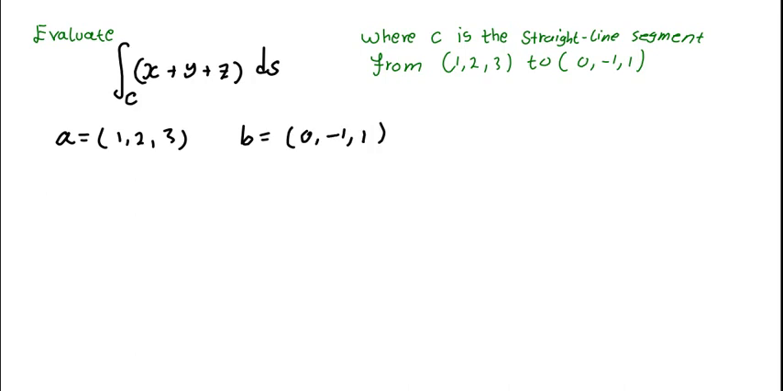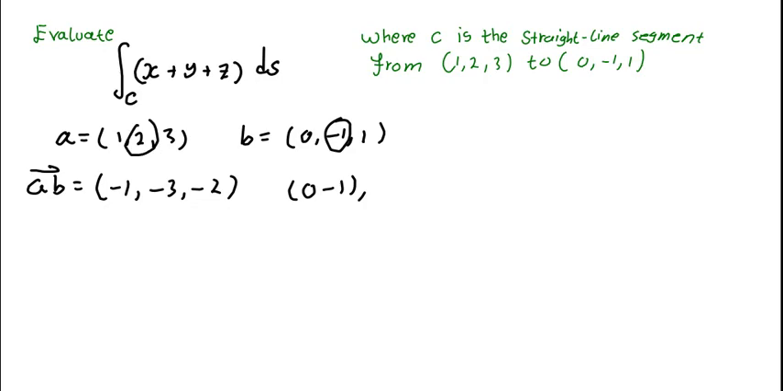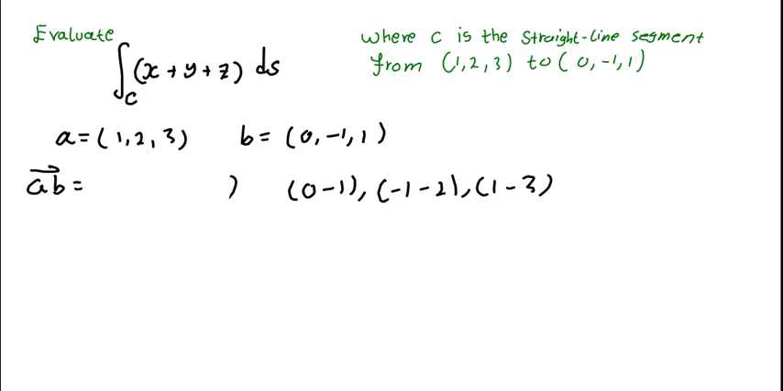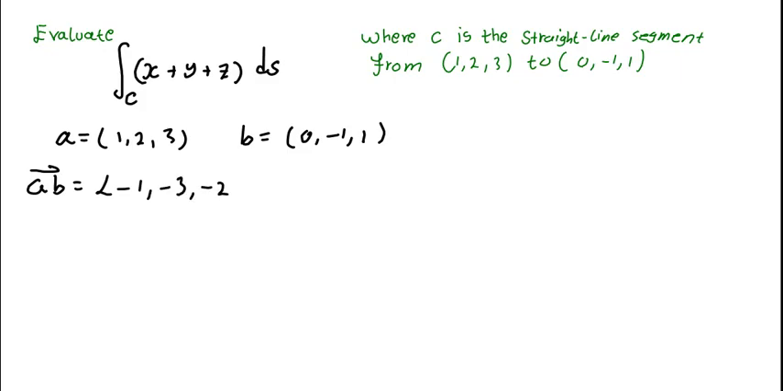So my vector AB is simply going to be equal to negative 1, negative 3, negative 2. How am I getting this? There is 0 here and there is 1 here, so all I've done is say 0 minus 1, then negative 1 minus 2, and likewise 1 minus 3. Hence that's how I ended up with that. Then we have negative 1, negative 3, and negative 2 there.